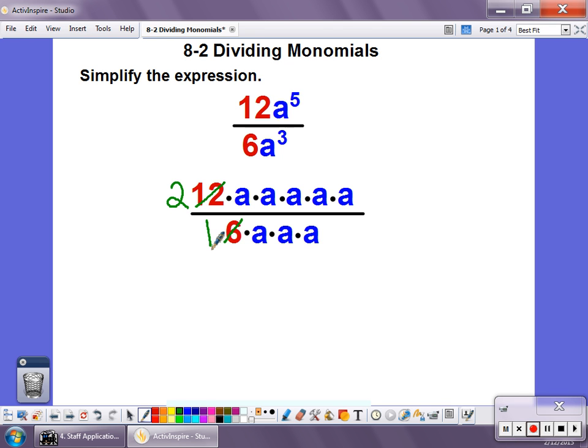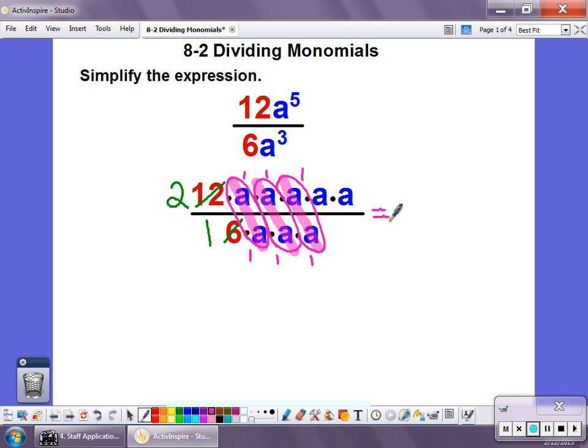The next thing I want to do is look at my variables. And again, anything that has a common factor can be divided out. So I know that any time I have an a that's in my numerator and an a that's in my denominator, they can both be divided and will cancel out and give me 1s. So all of these a's, these 3 a's on the top and these 3 a's at the bottom, are going to cancel out and be simplified technically to be 1s.